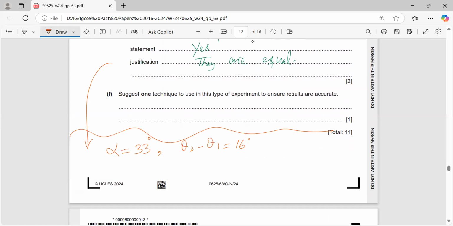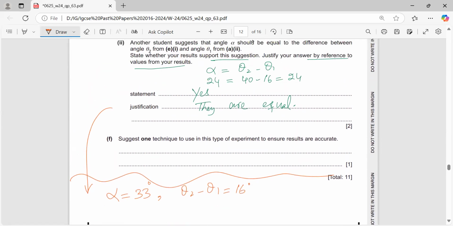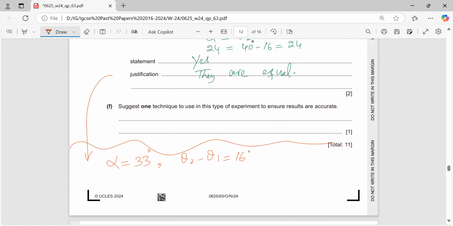That is coming to be what? 16 degrees. So now they are not equal. Actually, he is saying that alpha should be equal to theta 2 minus theta 1. No, there is a difference. Now let's calculate first percentage uncertainty or inaccuracy.